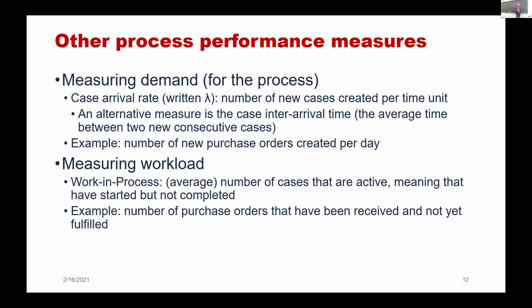If I say, for example, that this online shop has in their order to cash process, or let's put it, in their order to delivery process, a WIP of 100, it means that if you look at their system, there are currently 100 orders that have been started, that I have received, and that I have not yet delivered. So I am working on 100 orders.